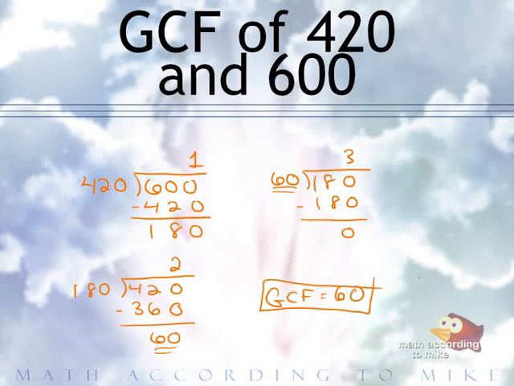That's all. So again, you take your smaller number into your bigger number, divide out as many times as you can, take that remainder into your previous divisor, divide, wash, rinse, repeat, and you're done when you get a remainder of 0. Your last divisor is your GCF. So those are your three ways of finding the GCF.